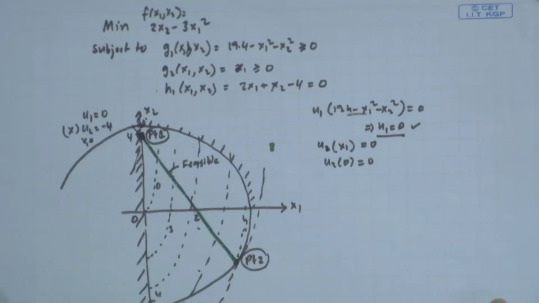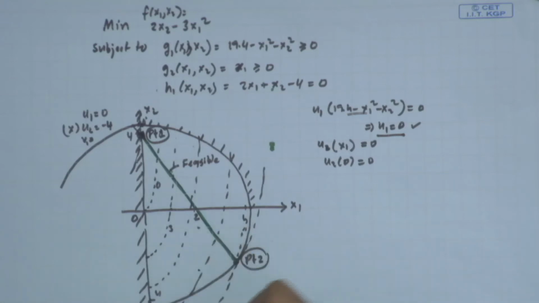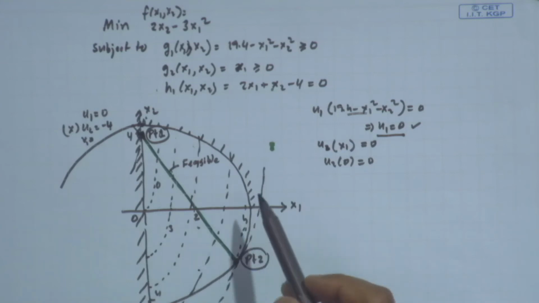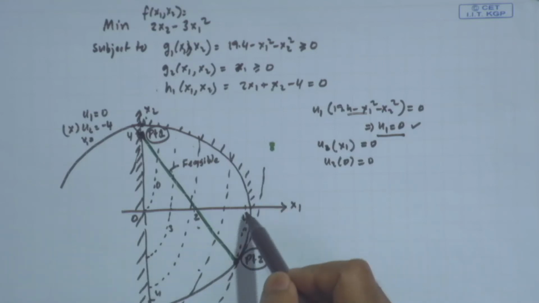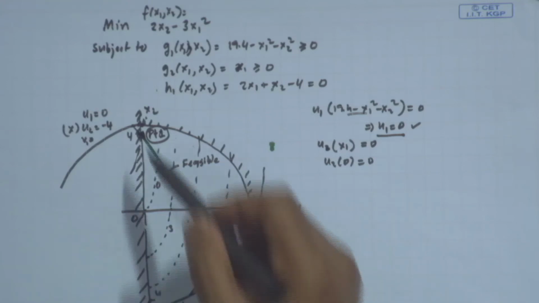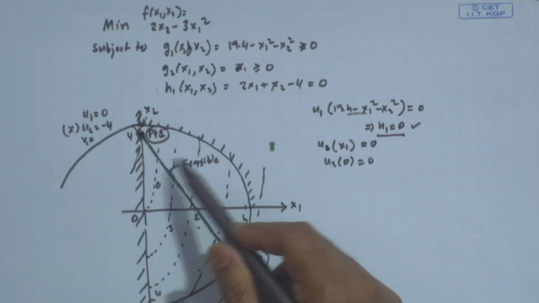So what I am showing you here, I just tried to make the sketch of the feasible region. So here is the circle, that's x1 square plus x2 square equal to 19.4. It is slightly more than 4, because if the right hand side were 16, it would have passed through 4. So it's 19.4, between 4 and 5. Okay, and the region inside is feasible.